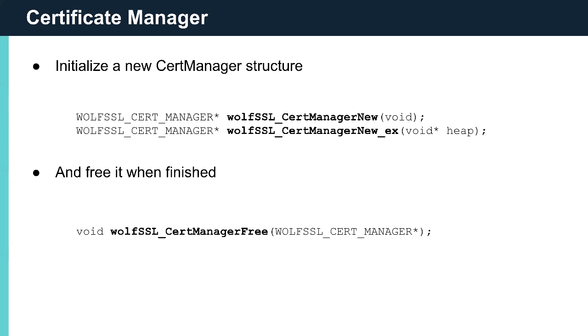Note here that now we've essentially moved up from the wolfCrypt level to the wolfSSL level. And that's why we've gone from the WC underscore prefix to now the wolfSSL underscore prefix in our API naming. If you want to pass in your own custom heap pointer, you can do that using the extended function. And then a reminder, make sure you free up your cert manager memory before you're finished to prevent a memory leak.